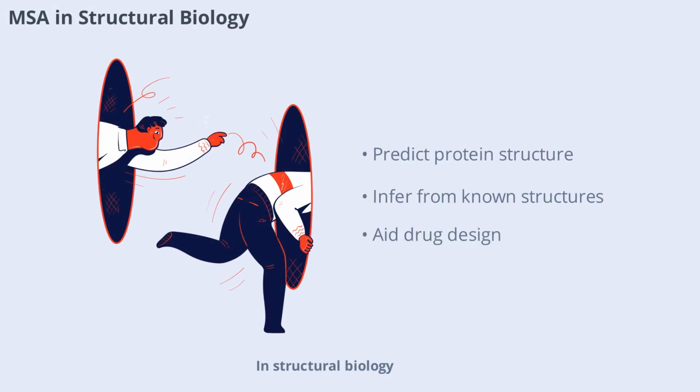In structural biology, MSA is used to predict the three-dimensional structure of proteins. By aligning sequences with known structures, researchers can infer the structure of related proteins. Conserved residues often indicate important structural or functional roles. MSA thus bridges the gap between sequence data and structural insights, aiding in protein modeling and drug design.